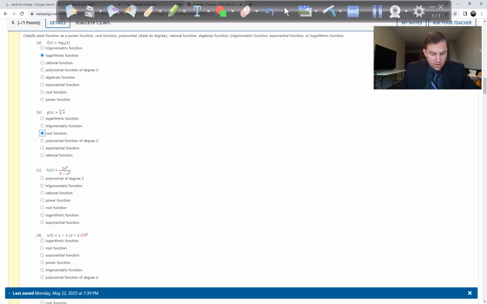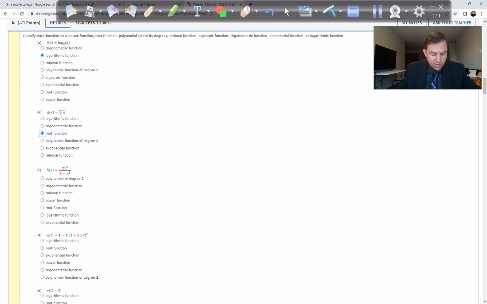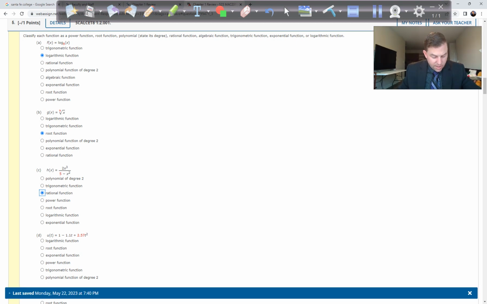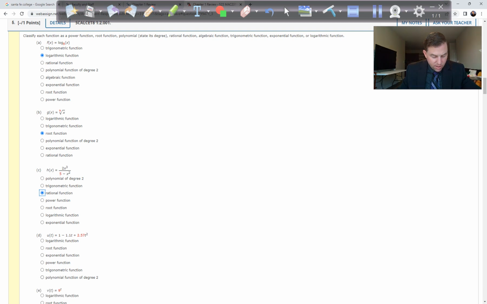Okay, for h of x, we had talked about this. When you have a polynomial divided by a polynomial, that's called a rational function. Okay, when you have some letter raised to powers and numbers, and you don't have any division or square roots, this is called a polynomial. And the degree is the highest power of the polynomial. So this is called the degree 2 polynomial because of all the letters in it, the highest power of those letters is 2.